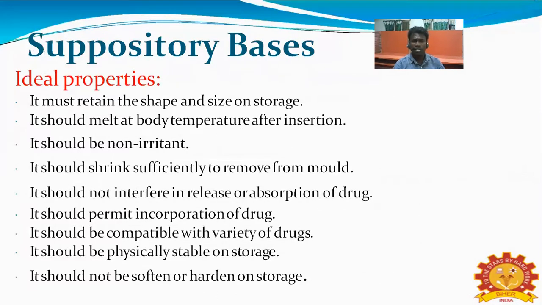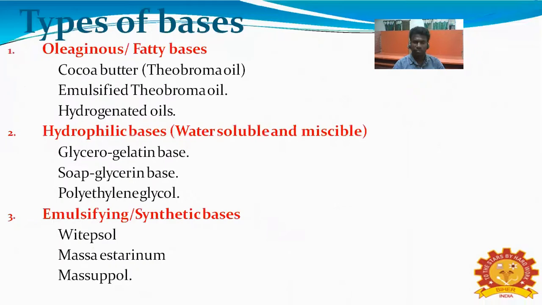Suppository bases: the ideal properties. It must retain its shape and size on storage. It should melt at body temperature after insertion. It should be non-irritant. It should shrink sufficiently to be removed from the mold. It should not interfere with the release or absorption of drugs. It should permit incorporation of drugs. It should be compatible with a variety of drugs. It should be physically stable on storage. It should not be softened or hardened on storage.